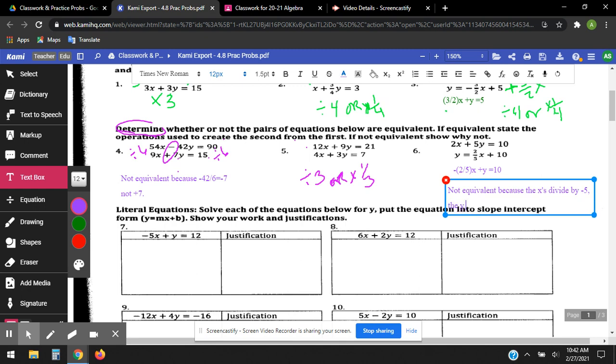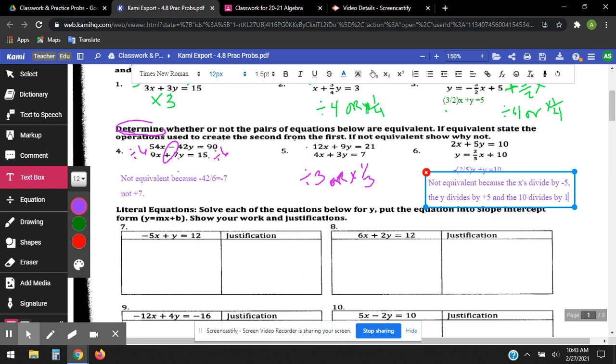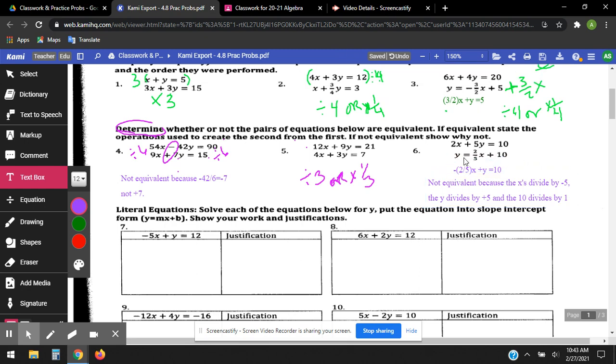The y divides by +5. And the 10 divides by 1. So we are doing all sorts of different things to get this one. There's not a whole lot that's equivalent about that.